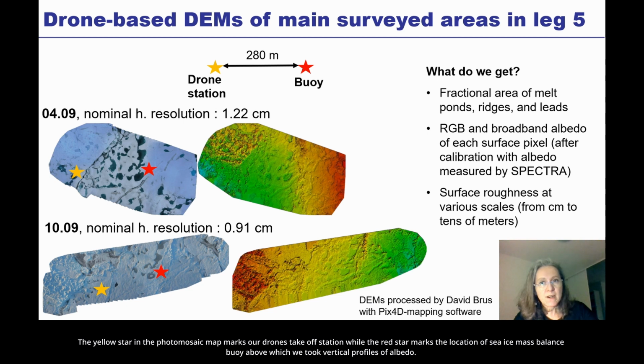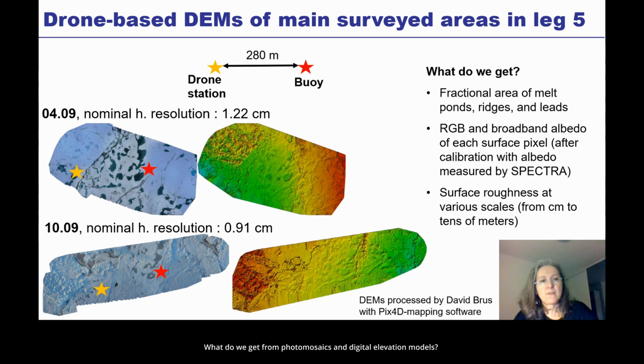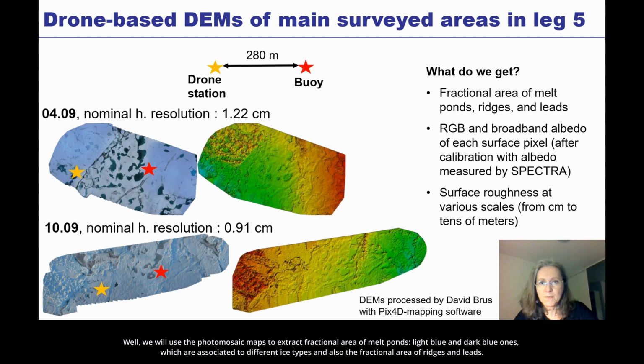The yellow star in the photo-mosaic map marks our drone's takeoff station, while the red star marks the location of a sea ice mass balance buoy above which we took a vertical profile of albedo. What do we get from photo-mosaics and digital elevation models? Well, we will use the photo-mosaic maps to extract the fractional area of melt ponds, light blue and dark blue ones, which are associated with different ice types, and also the fractional area of ridges and leads.